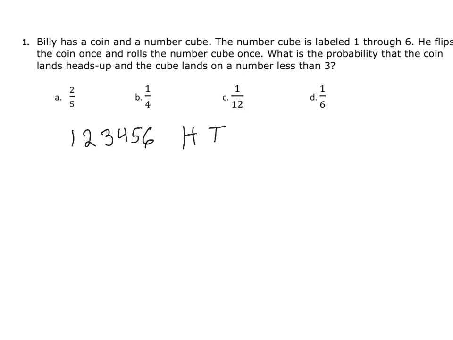What is the probability that the coin lands heads up? So let's underline heads up. And the number cube lands on a number less than 3. So that would be 2 and 1.